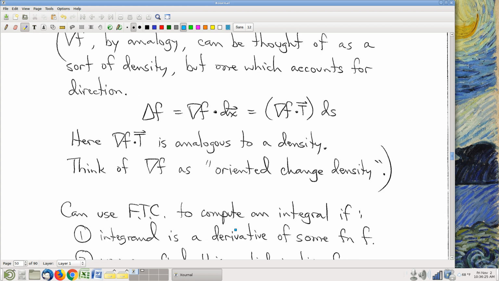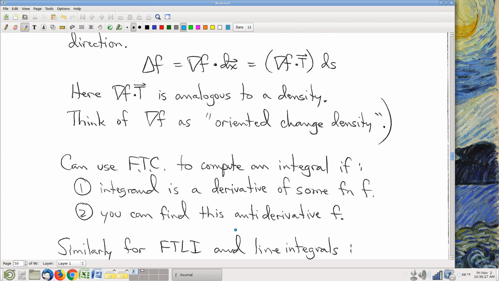Okay. All right. So, we're going to use the fundamental theorem of line integrals very analogously to how we use the fundamental theorem of calculus. First of all, in order to use this to compute an integral, two things. Your integrand has to be a derivative of something.